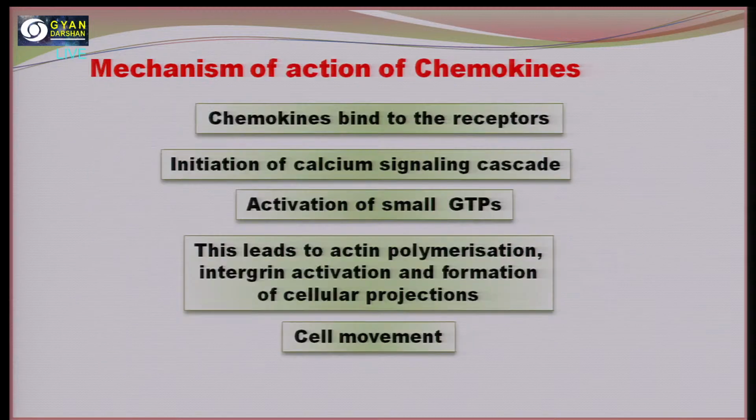The mechanism of action of the chemokines: the chemokine first binds to the receptors and initiates the calcium signaling cascade, and then the small GTPase is activated, and this leads to actin polymerization, integrin activation, and formation of cellular projection and cell movement. So this is the mechanism of action of the chemokines.